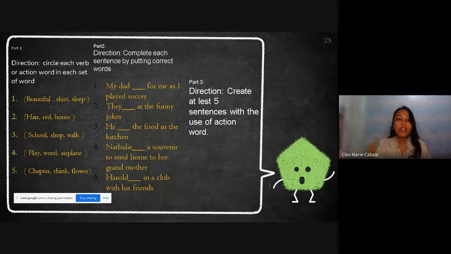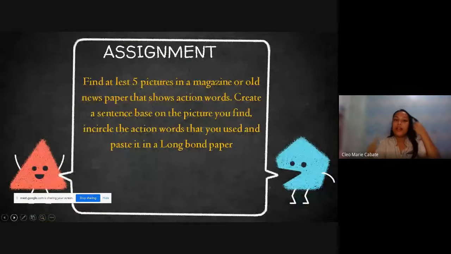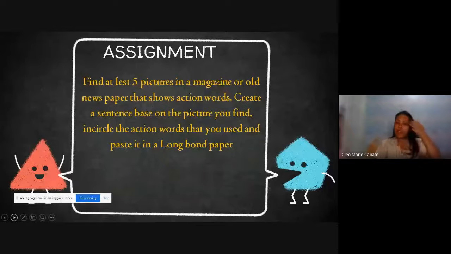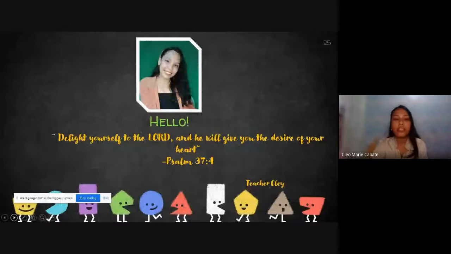Okay, thank you. So for your assignment, find at least 5 pictures in a magazine or old newspapers that show action words. Create a sentence based on the picture that you find. Encircle the action word that you use and paste it in a long band paper, okay? You can ask help from your siblings or your parents to do this assignment, okay? Do you have any question?